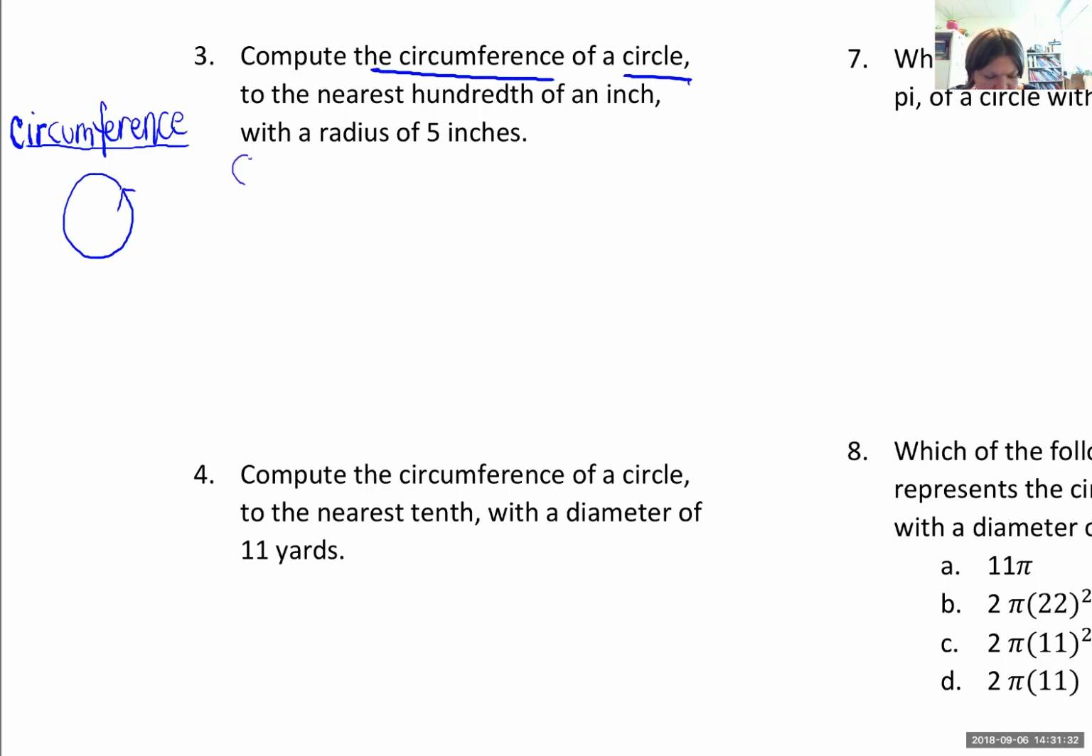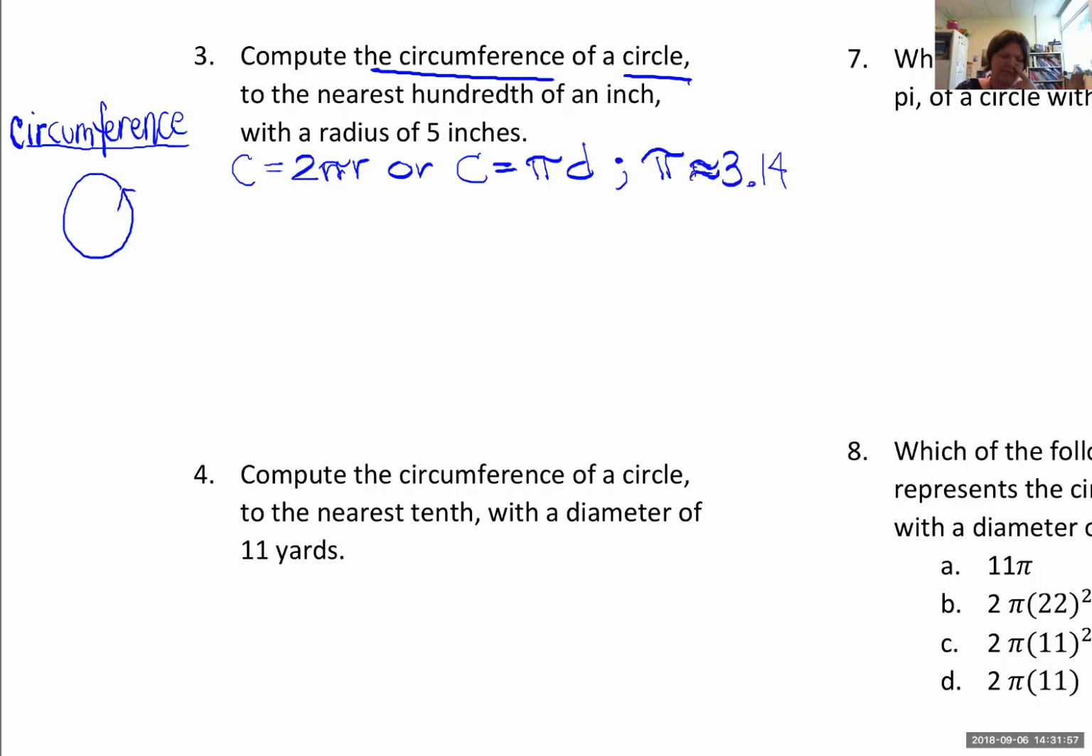Which one does it list first? C equals 2 pi r. Yeah, so it says C equals 2 pi r, or C equals pi d. And then there's this little semicolon, and then they tell you that pi is approximately equal to 3.14, and they even use the little wavy equal sign that means approximation. So a ton of information. Not all of this is a formula. There's 2 formulas and an extra piece of information here.